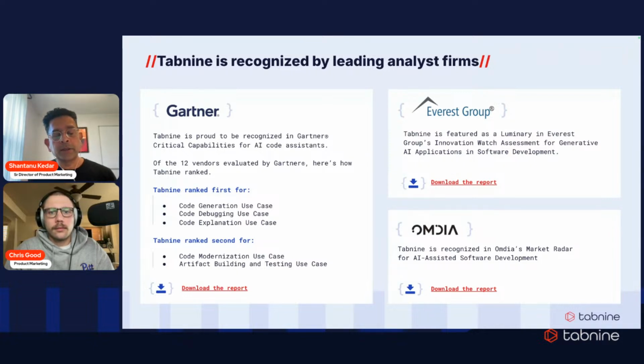In addition to Gartner, Tabnine has also been recognized by Everest Group. Everest Group is one of the most famous research agencies, and they recently published their Innovation Watch assessment for generative AI applications in software development. In this report, they evaluated 14 vendors, and they categorized those vendors into 4 different categories. Tabnine is featured as a luminary. Luminary is the highest category that they have in their assessment. So that's another recognition.